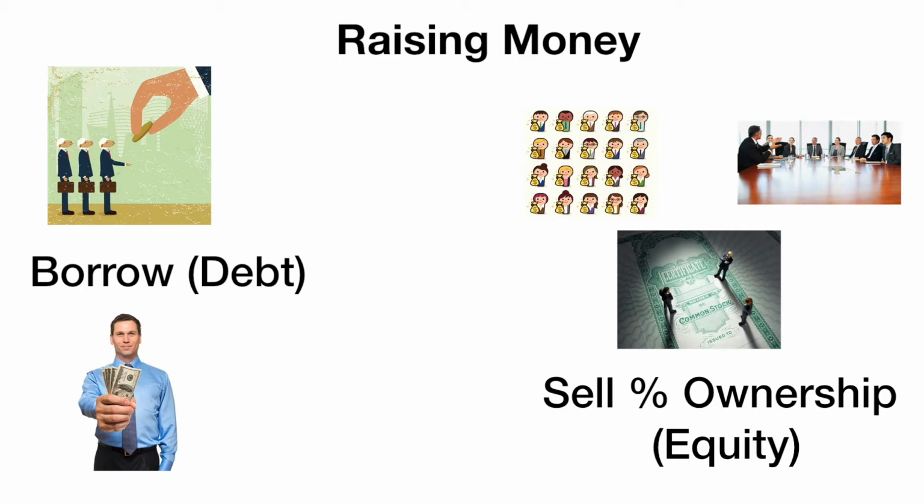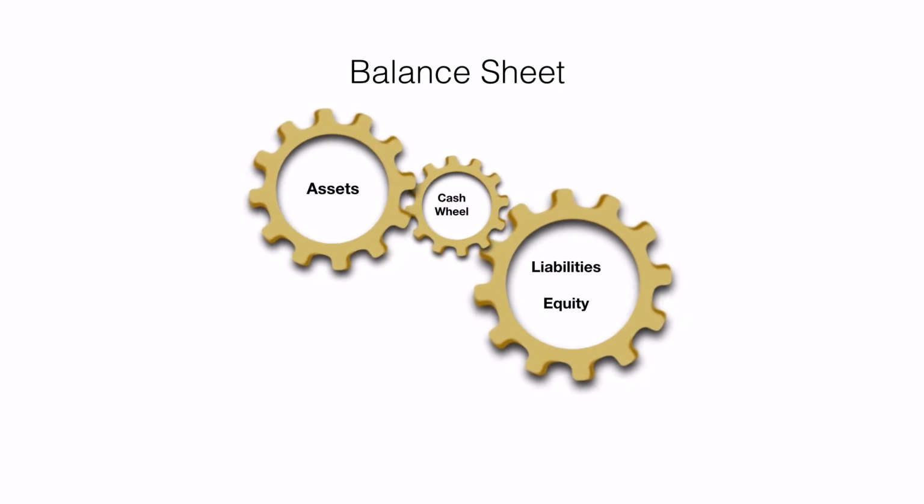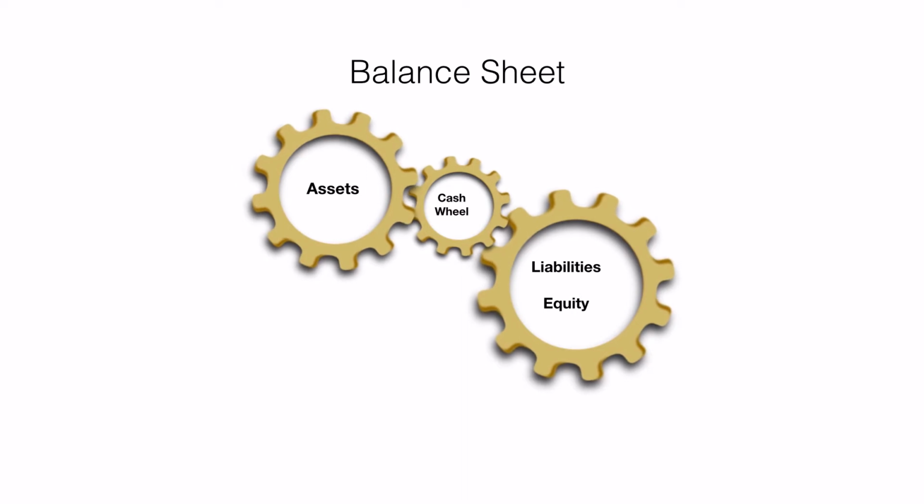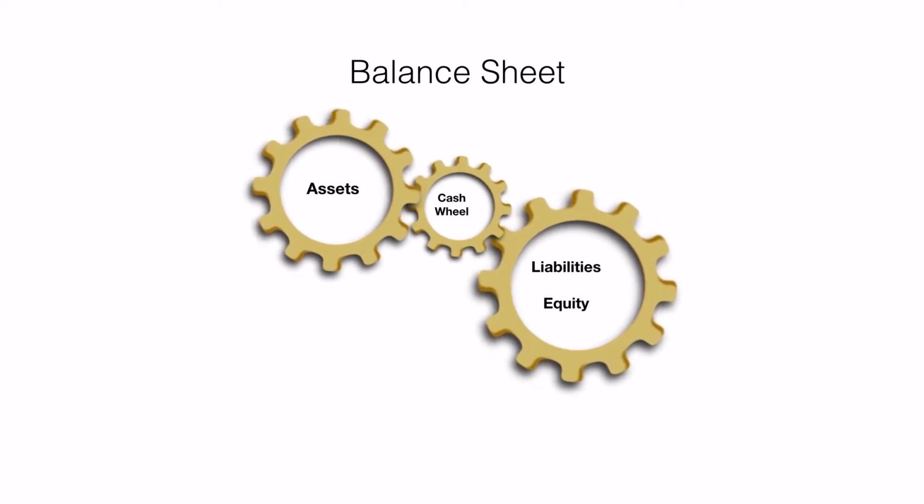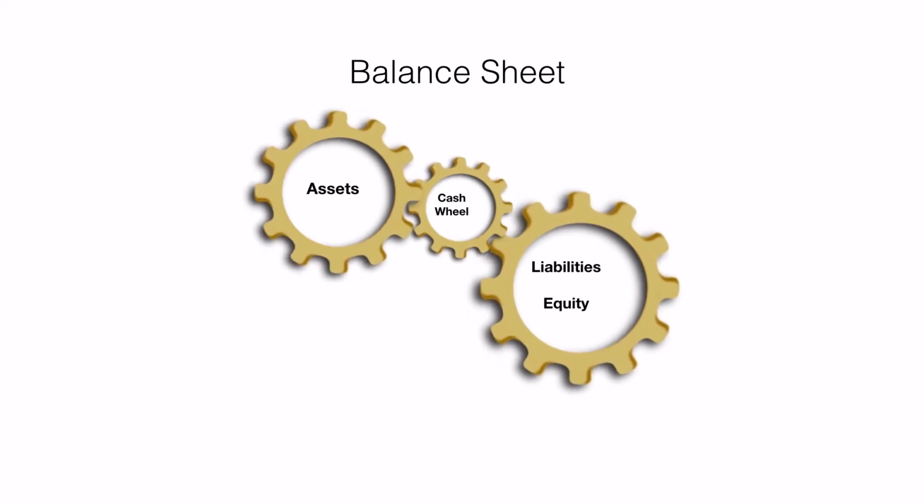equity in the company. These two sources of capital that are raised are represented on the balance sheet in two sections. Capital that has been raised from loans and issuance of debt is represented in a section called liabilities, while capital that is raised from selling ownership of a company is represented in a section called shareholders' equity.